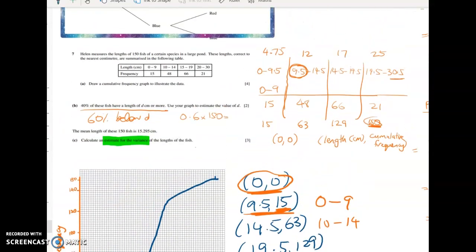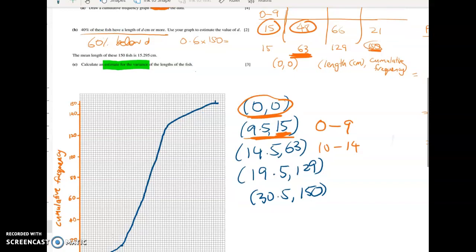Let's see. Oh, yeah, back up here, right? So there were 48 fish between 10 and 14 centimetres, which we now know is really between 9.5 and 14.5. So we add those two numbers together. So the 15 and the 48 get added together, and that gives me 63 up to 14.5.